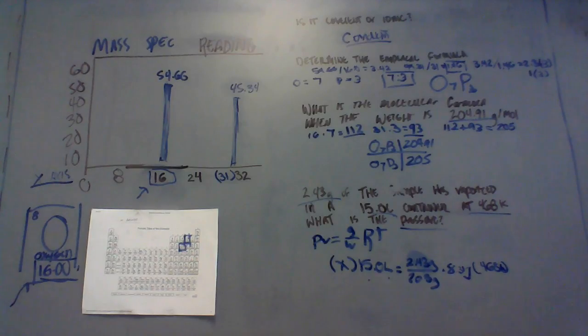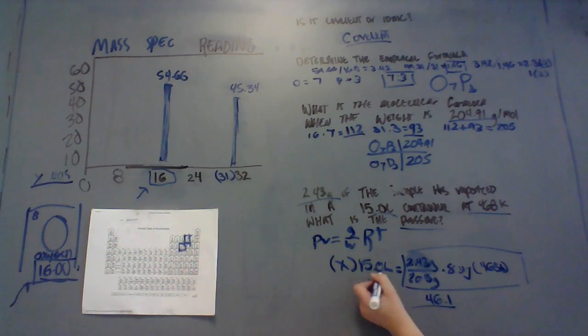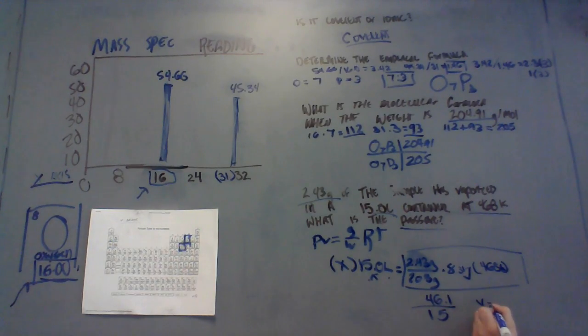You take the answer to that, which is 46.1, and divide it by this number here, 15. And your answer is going to be, your pressure, your answer is going to equal 3.07.